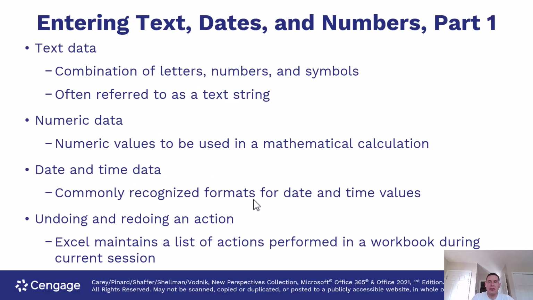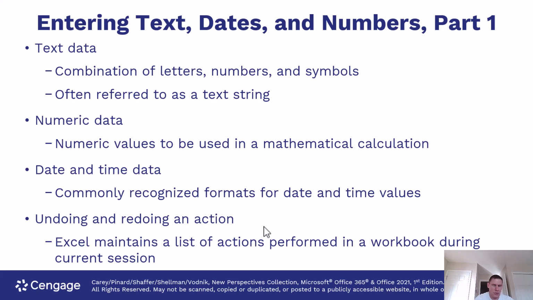Now, as far as entering text data and numbers, with text data you can enter a combination of letters, numbers, and symbols. It's often referred to as a text string, so like A, B, C, D, E, F, G, or 1, 2, 3, 4, 5, 6, or a combination of both. Numeric data is numeric values to be used, for example, in a mathematical calculation, and then date and time data, which has commonly recognized formats for date and time values. Also undoing and redoing an action: you can just hit that little back arrow.